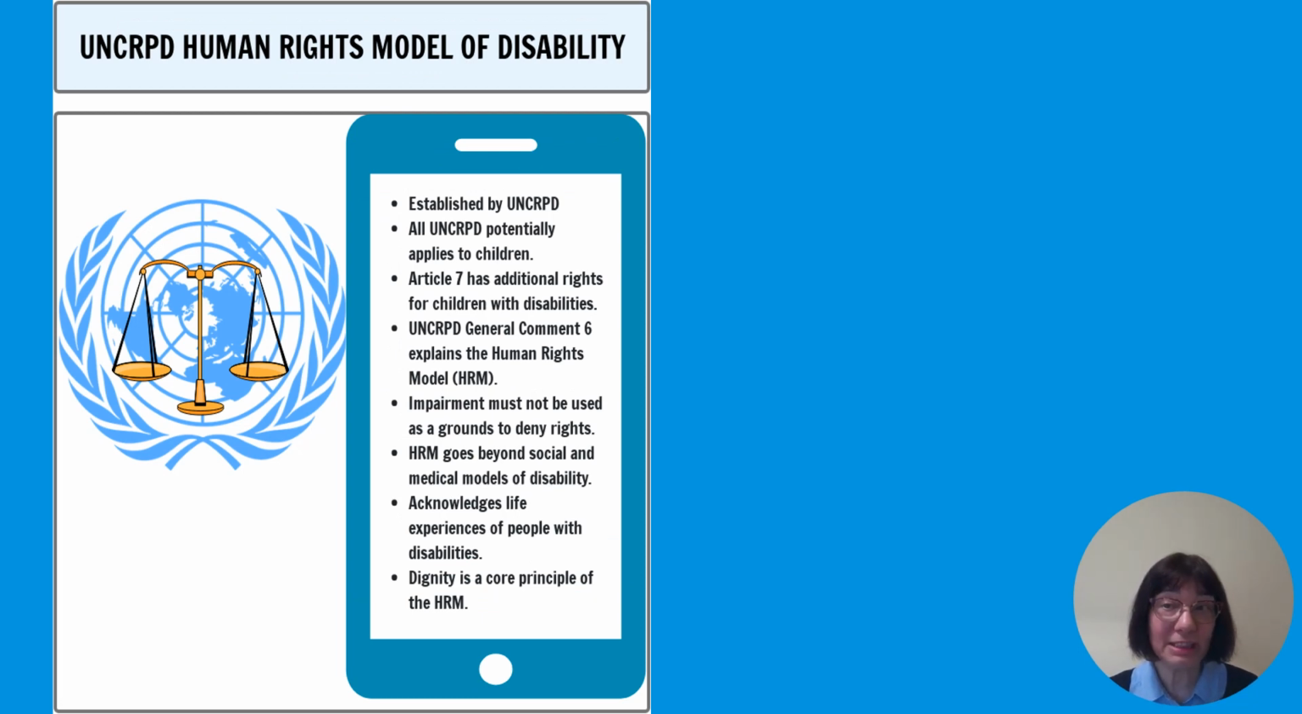Adopting the human rights model of disability, as required by the United Nations Convention on the Rights of Persons with Disabilities, will also help health professionals avoid rights breaches. The human rights model goes further than the medical or social models of disability. It recognises that some people with disabilities have to deal with pain and potentially early death as a result of their impairment, in addition to dealing with the barriers created by society. Detailed guidance on the human rights model is provided in the General Comment 6, published by the Expert Disability Convention Committee. Human dignity is a core principle of the model, and indeed of human rights generally.